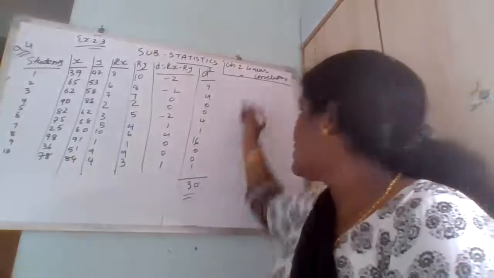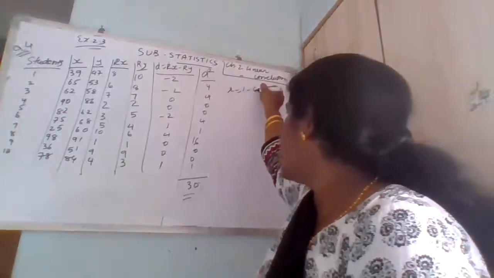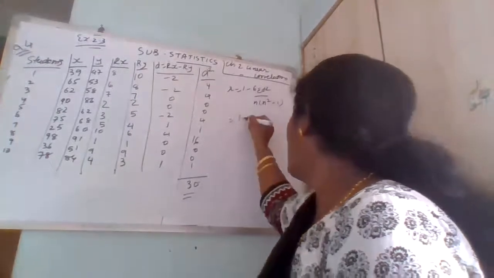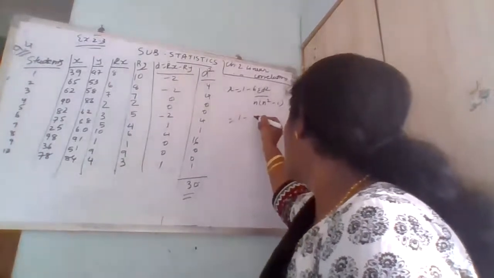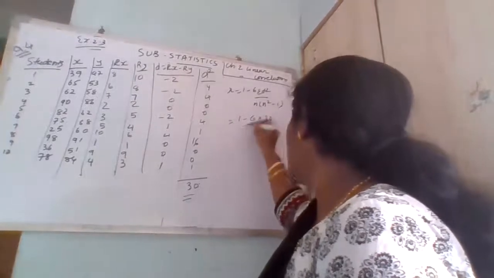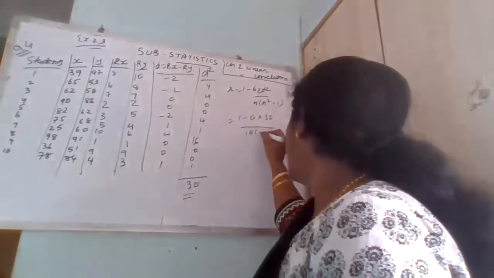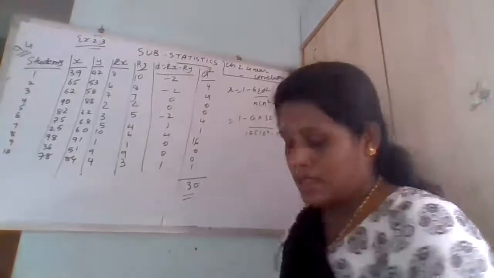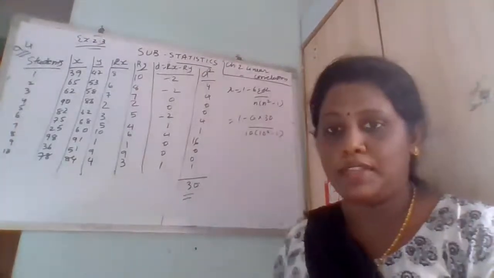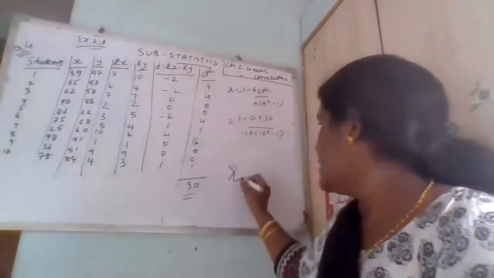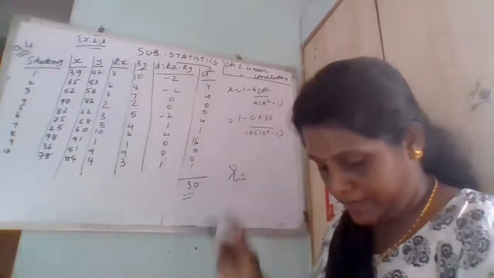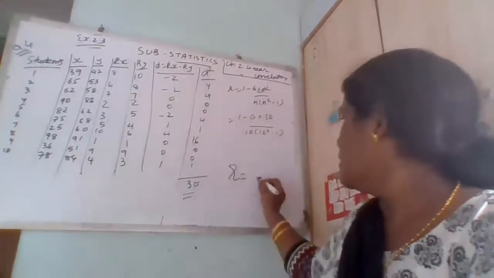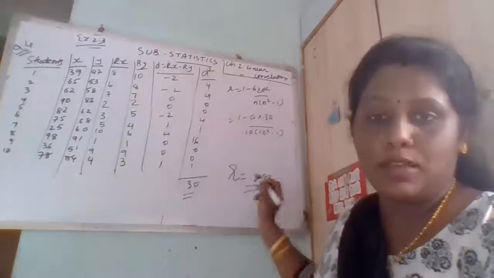Simply put the values. r equals 1 minus 6 sigma d square upon n square minus 1, 1 minus 6 into 30 upon n is 10, 10 square minus 1. So now you can do the calculation by yourself. So the value of r, I can tell you the answer only, is 0.82. You will be getting 0.82.